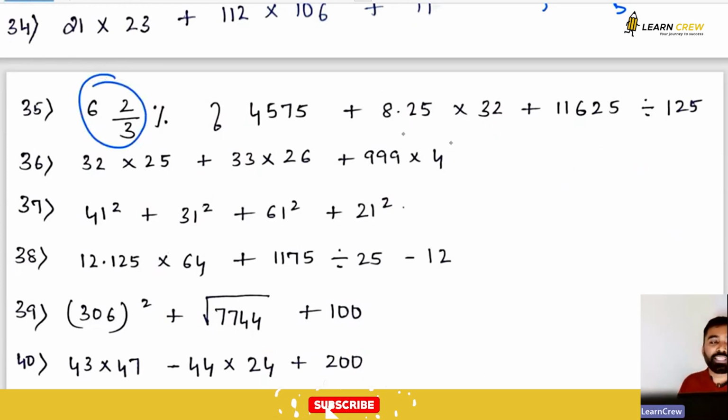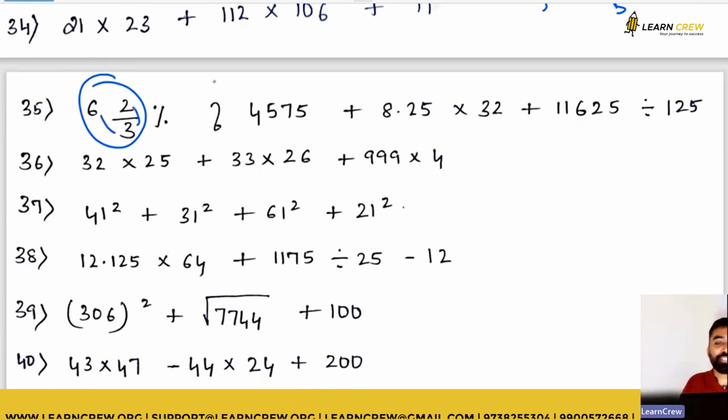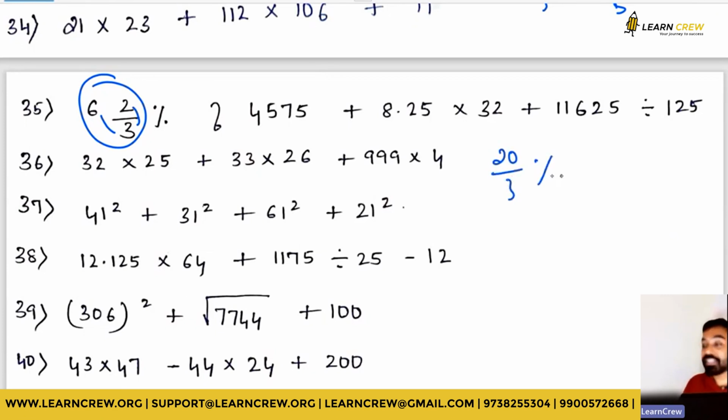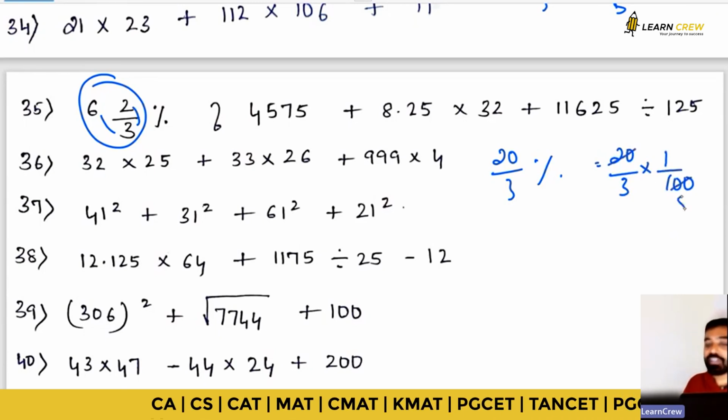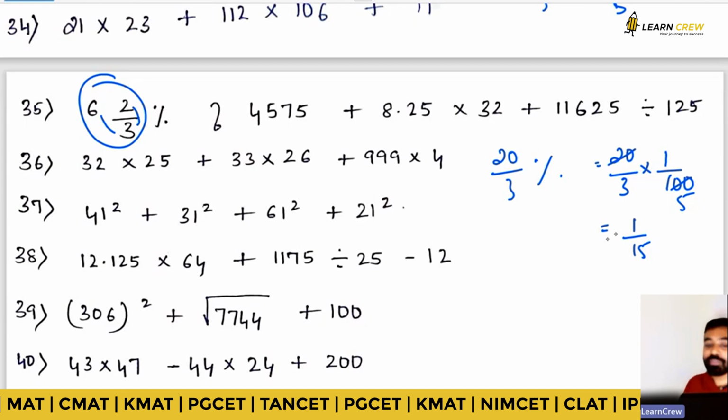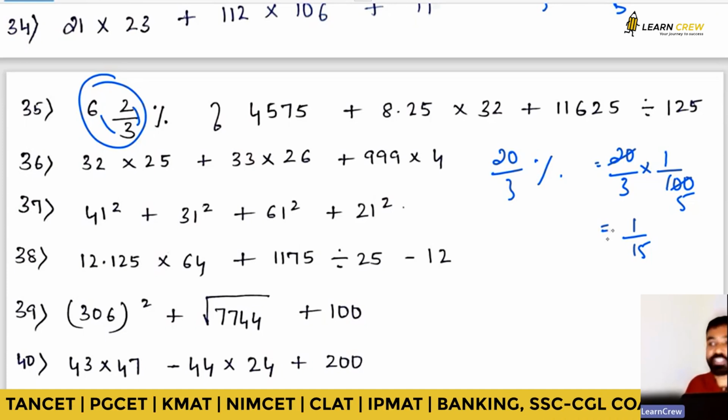This 6 2 by 3 can be written as 6 into 3, 18. 18 plus 2 is 20 divided by 3 percentage. Now this percentage means what? 20 divided by 3 into 1 by 100, right? This is nothing but 1 by 15. 1 by 15 is the simplified version of 6 2 by 3%.